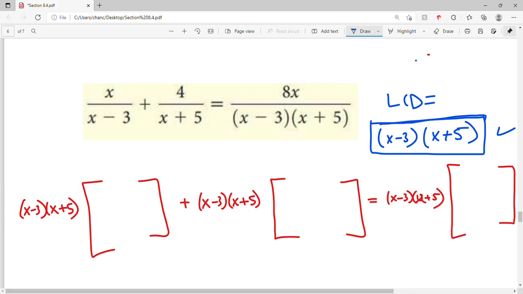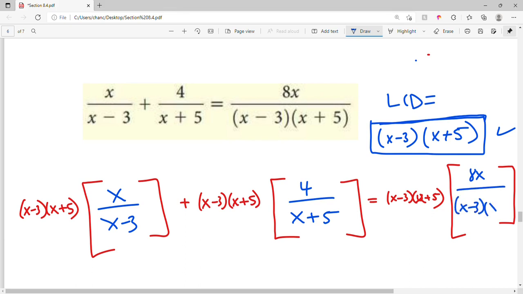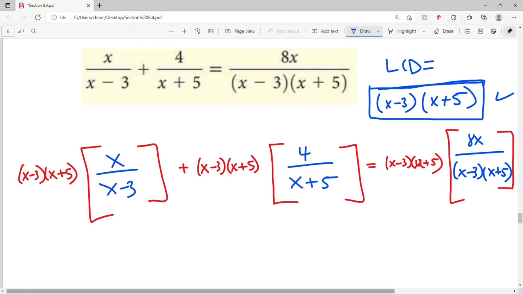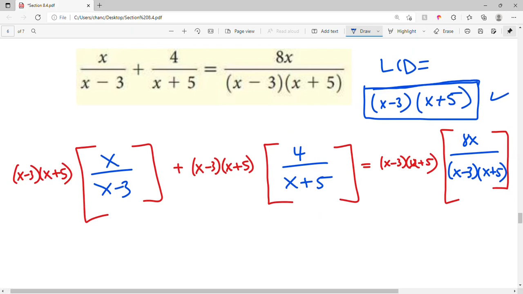And so it's x minus 3, x plus 5 times x over x minus 3. That's the first term. It's x minus 3 times x plus 5 times the second term now. And for the very last side here, we have 8x over x minus 3, x plus 5. And the point of using the LCD is so we can get rid of all of these fractions.